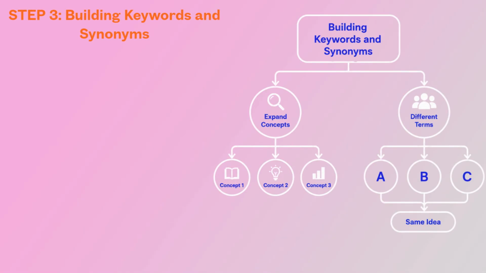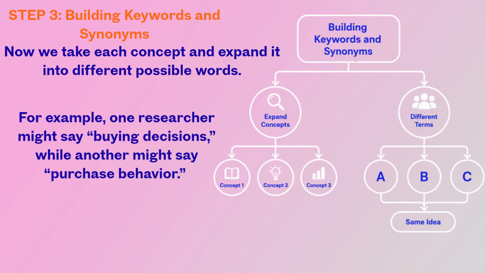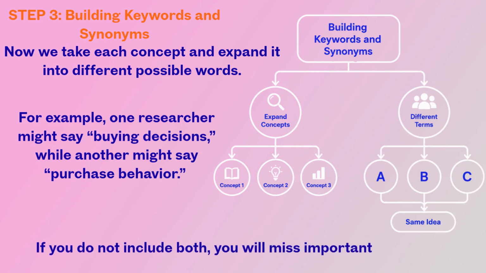Step 3. Building keywords and synonyms. Now we take each concept and expand it into different possible words. This is necessary because different researchers use different terms for the same idea. For example, one researcher might say buying decisions, while another might say purchase behavior. Both mean the same thing but use different language. If you do not include both, you will miss important studies.